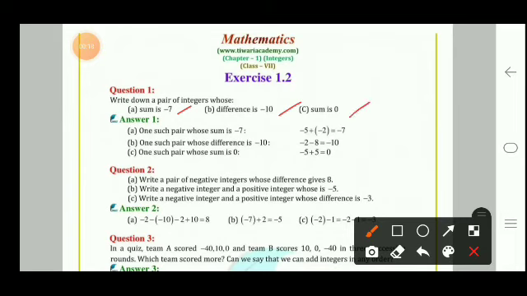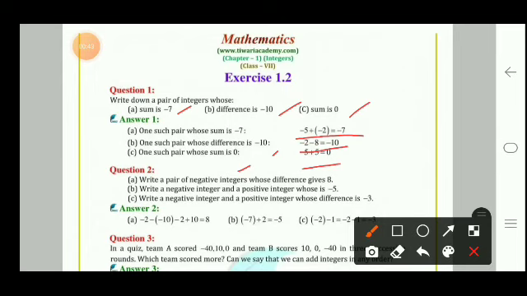One such pair whose sum is minus 7: we can write minus 5 plus minus 2, which is equal to minus 7. Likewise we can take other integers. Then one such pair whose difference is minus 10, like minus 2 minus 8 is equal to minus 10. Then one such pair whose sum is 0: minus 5 plus 5 is equal to 0.